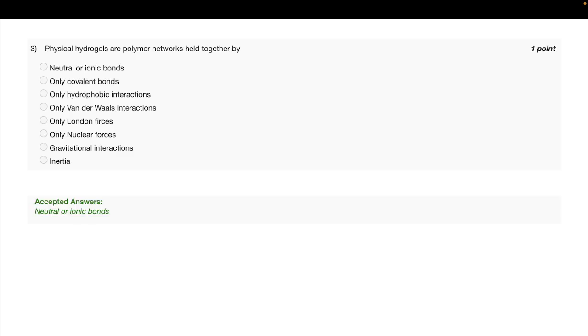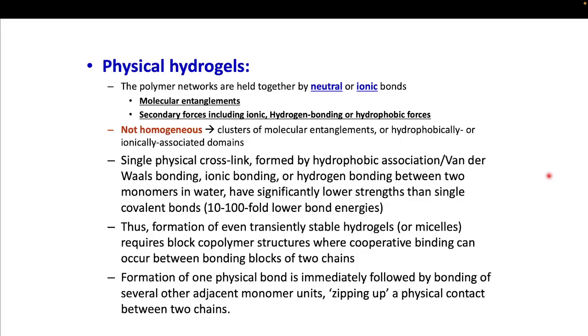The correct answer is physical hydrogels are polymer networks which are held together by neutral or ionic bonds. We discussed this at the start, right? So we have two kinds of polymers, physical and chemical hydrogels. So physical hydrogels are held together by neutral or ionic bonds. These are the primary networks holding together the physical hydrogel. Some secondary forces can also help, which could be hydrogen bonding or hydrophobic forces. So that's what a physical hydrogel is.